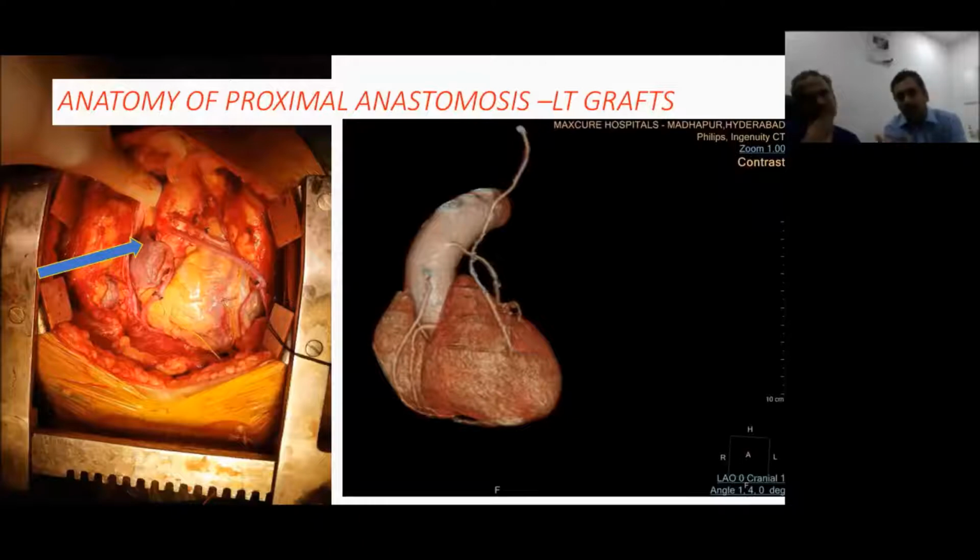In those situations, take them back to theatre and revise. Up to 5 days, you can do it. Beyond 5 days, it will be difficult because some adhesions form and it will not be the same thing. But always explore the option of PCI. I would explore the option of PCI in all such patients.